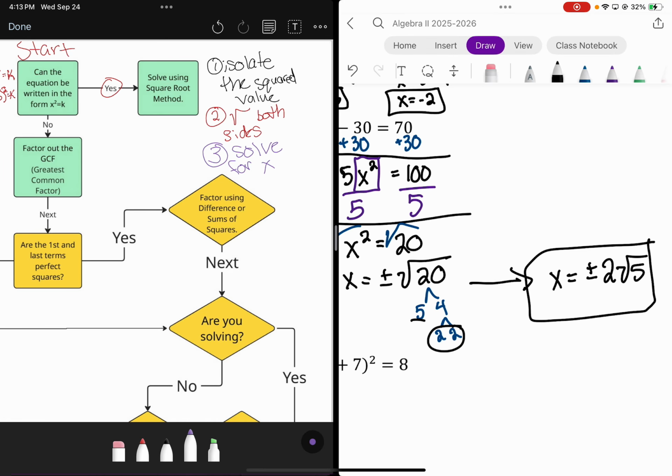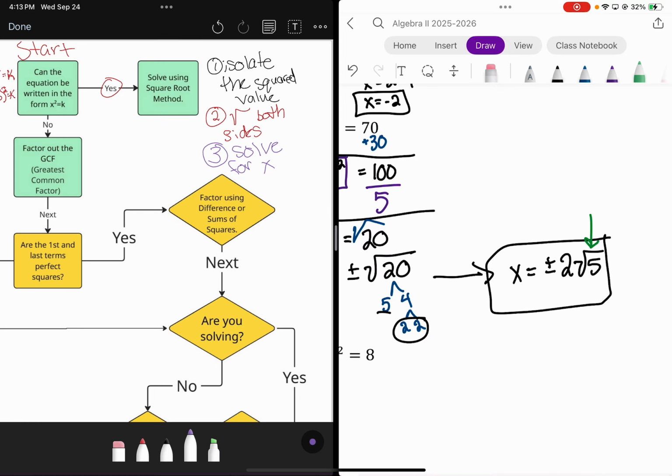Now, because this one has a square root in it, we do not need to simplify any further. So we can just stop there, and it's okay as long as you keep this plus and minus in front of it.